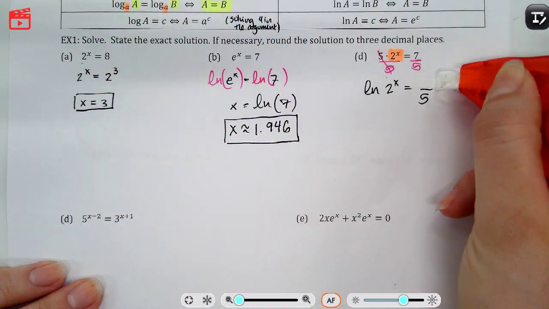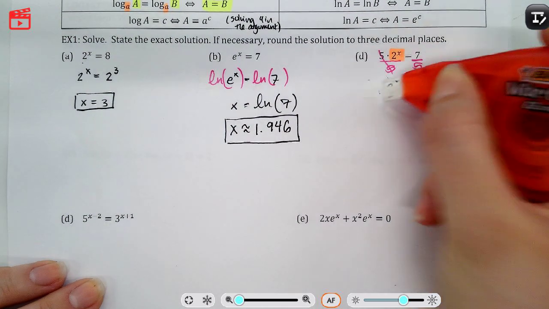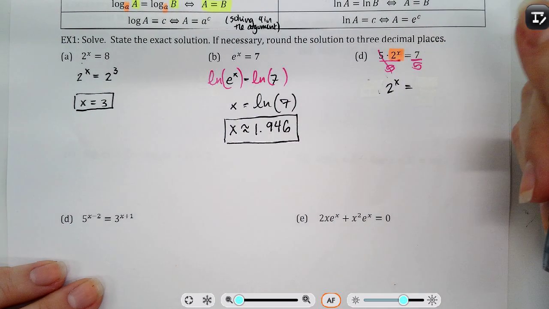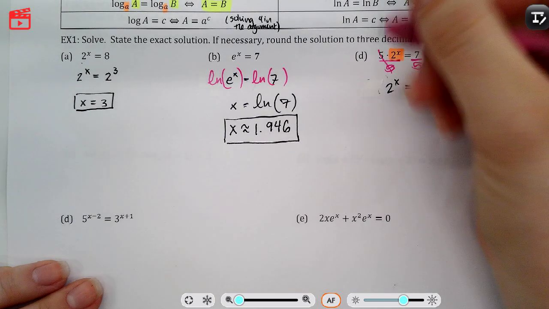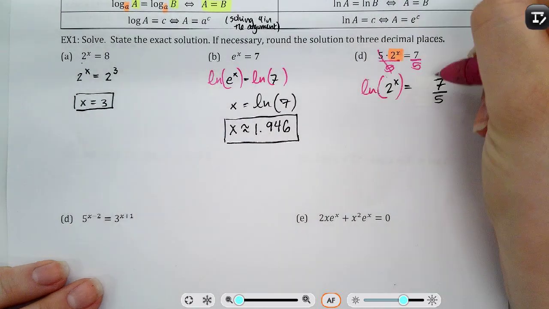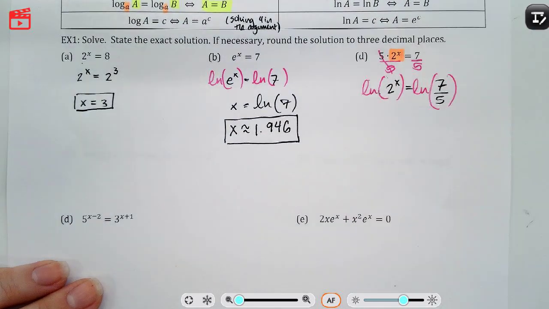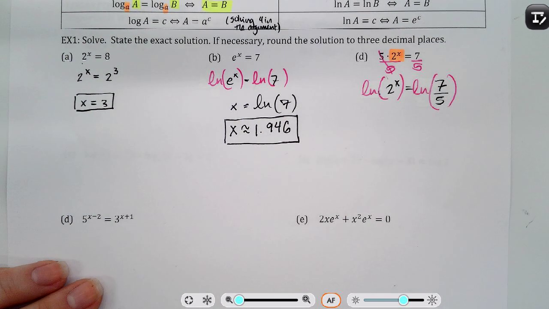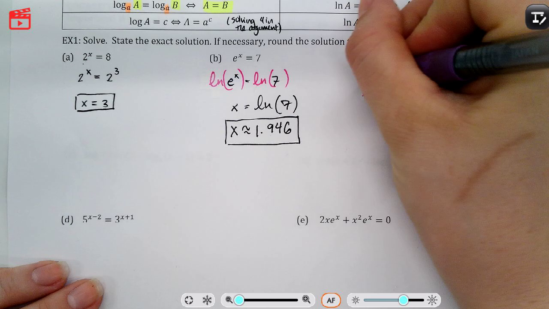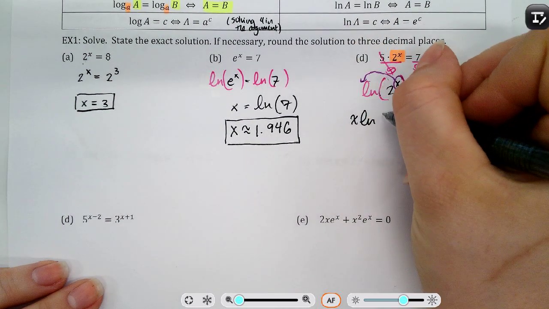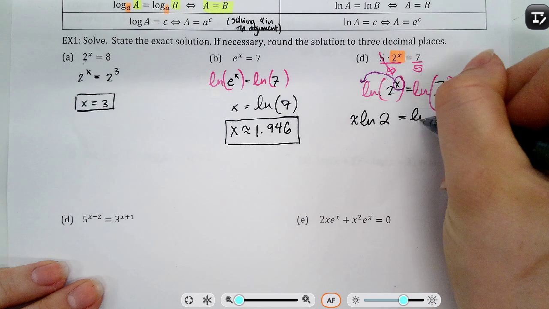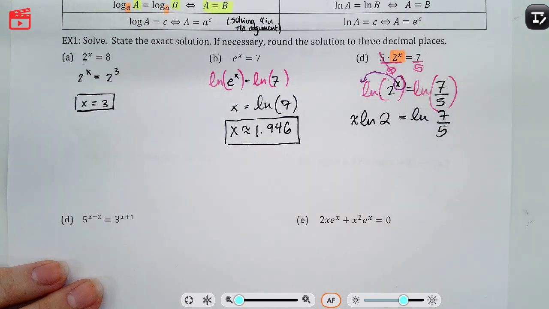Okay, let me make space for that natural log there real quick. So as I said, the reason I'm choosing natural log over the common log is just because it takes less time to write. Okay, logging both sides, and then I can go ahead and use that exponent rule and bring the x out front. So I have x ln 2 equal to ln 7 over 5.